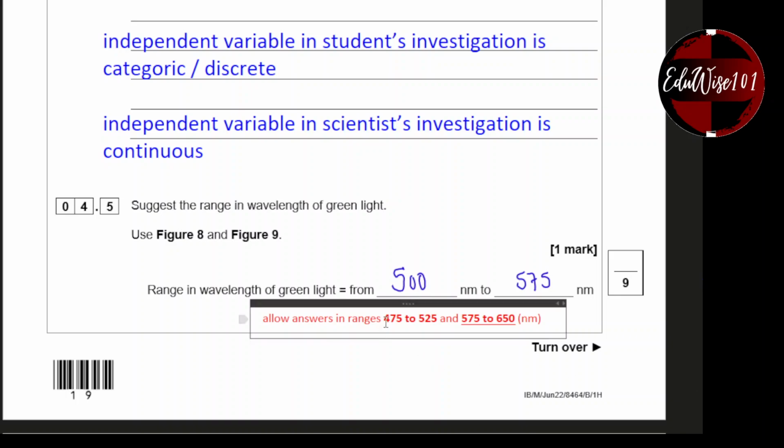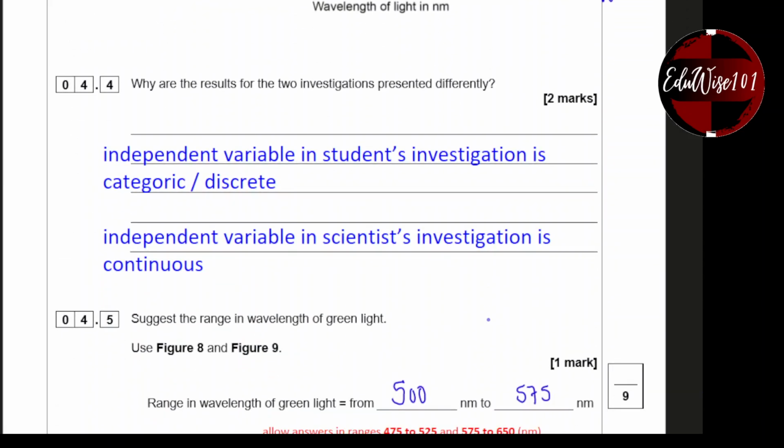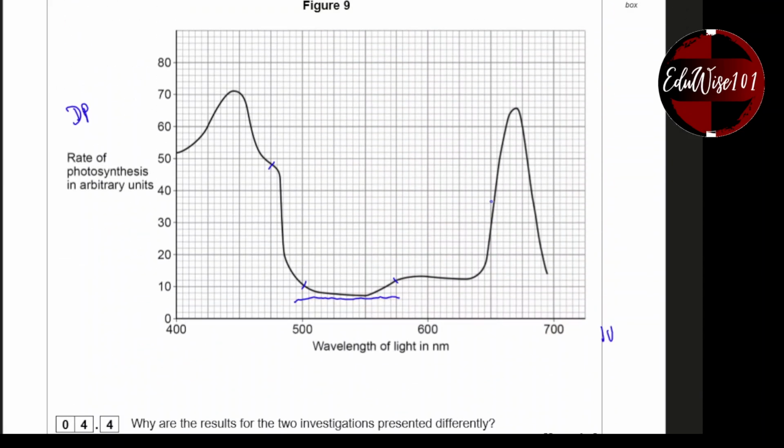The lowest is 475 and the highest is 650. So they have taken 475 from here to 650, which is here, to be the green color.